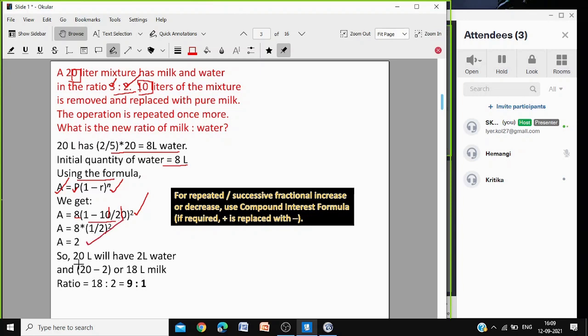So 8 liters that we calculated was water, not milk. So 2 liters of water will remain in 20 liters, and 18 liters will be milk. Out of 20, 2 is water, then 18 is milk. So the ratio will be 18:2 or 9:1. Up to this, okay, Betty? Both of you?